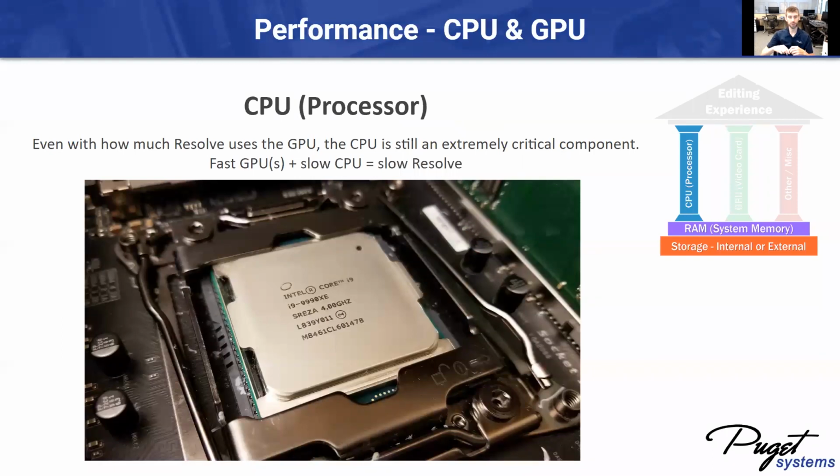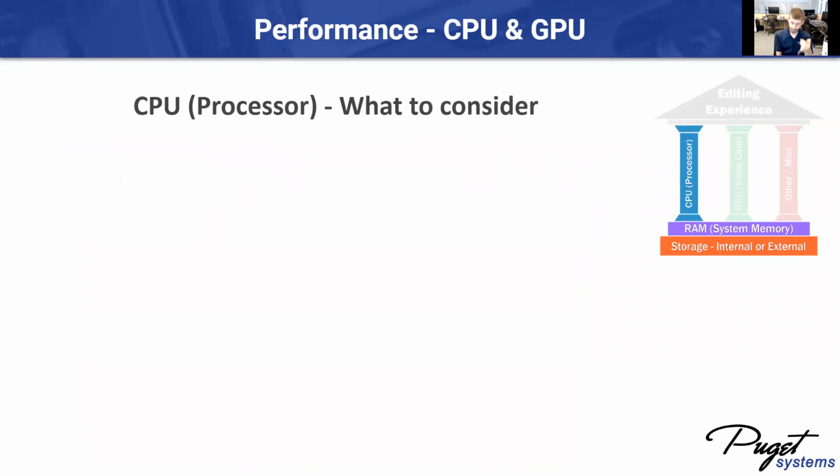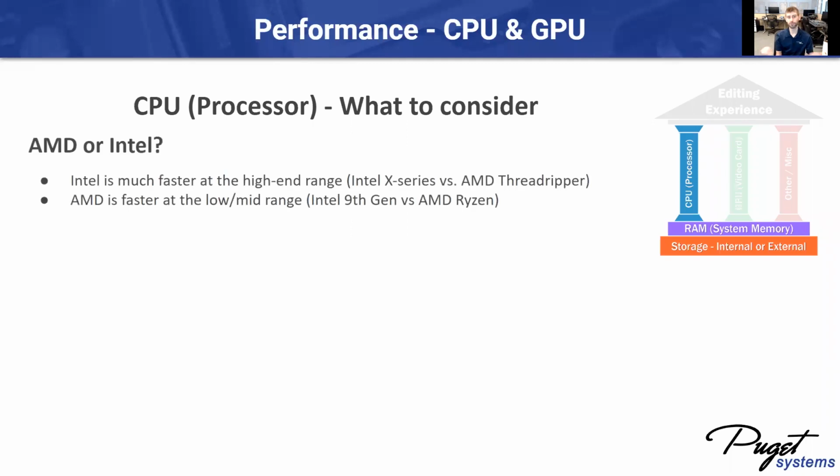So starting with the CPU, DaVinci Resolve is known for its GPU performance or its GPU utilization. So a lot of people ignore the CPU or don't give it as much thought as they really should. And it's really, really important. It's as important as the GPU. You just have to keep that in mind. And so what do you want to consider when you're looking at a CPU for DaVinci Resolve? Well, the first question we always get is AMD or Intel. So both AMD and Intel make really great products.